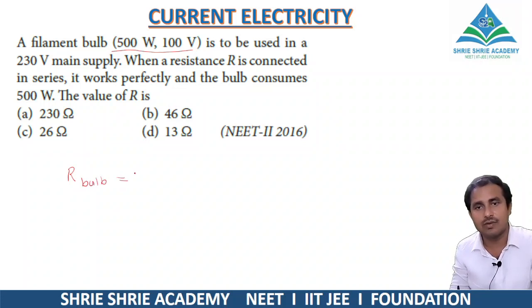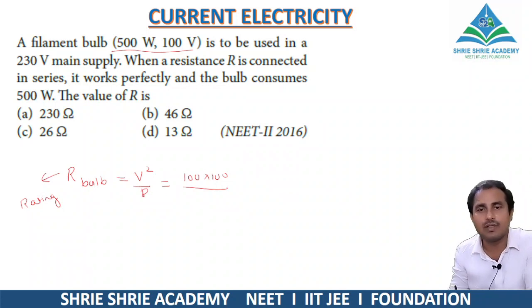And for resistance of the bulb you use V square by P. So voltage is given as 100, and this is the rating of the bulb. Rating is what bulb rating is given. From the rating we are finding out the resistance of the bulb, V square by P.